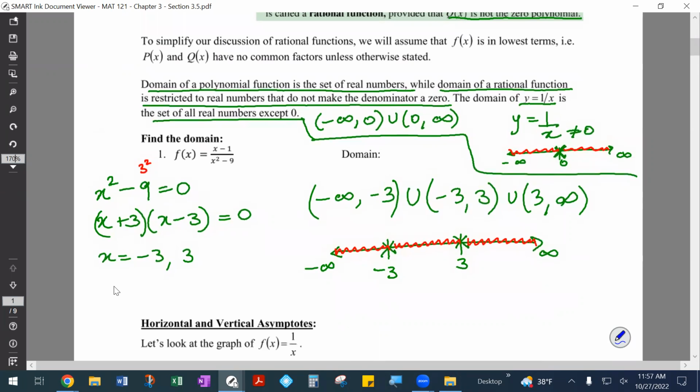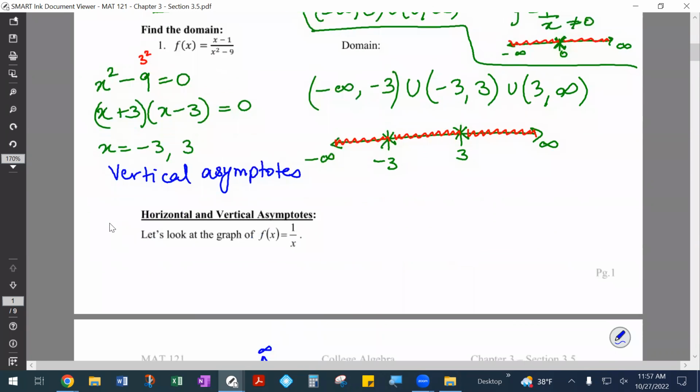So for this function over here, this is the same place where you will see the vertical asymptotes on this graph. So at -3 and at +3 for the x value. Honestly, when you're finding your domain, you have also found your vertical asymptote. It's the same calculation that you do.